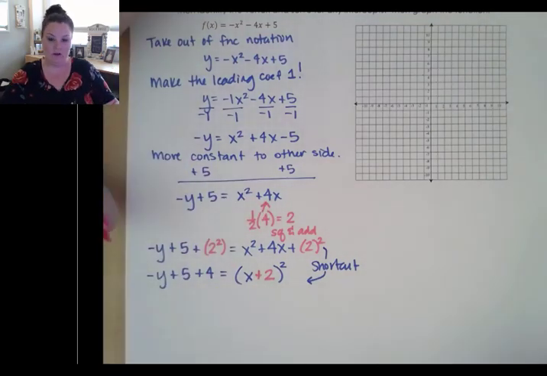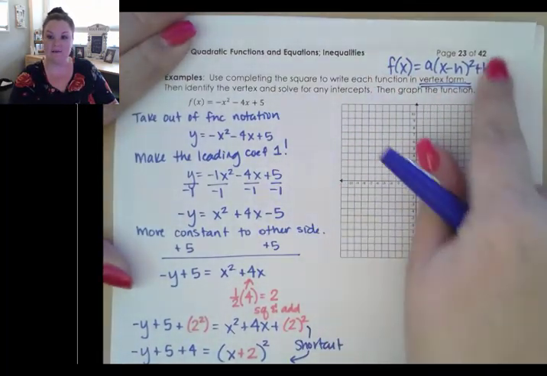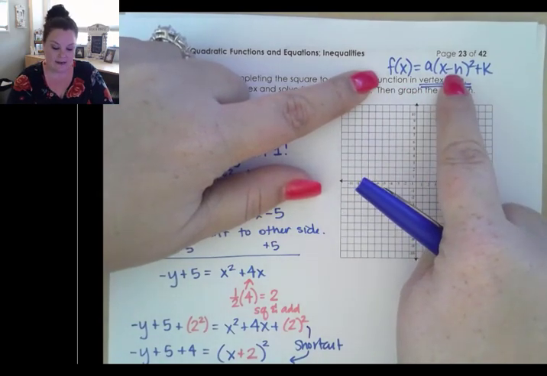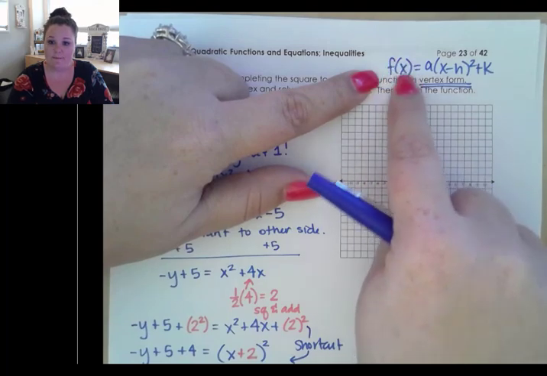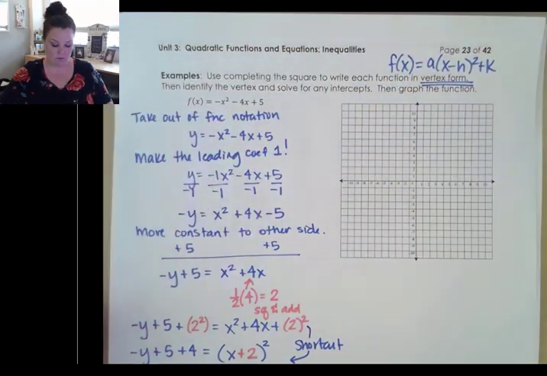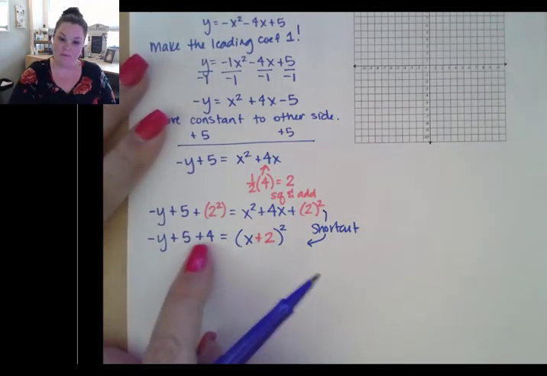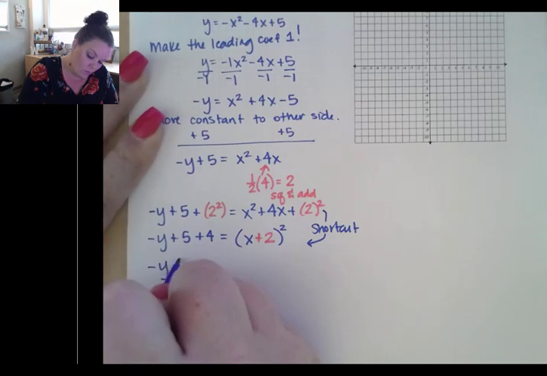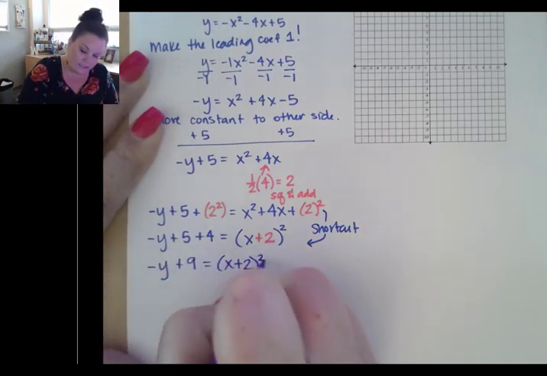Okay, so now before I go any further, remember the goal is to get it looking something like this. So I have my squared quantity now. Now I just need to get it resolved for y so that I can write it back as f of x. Okay, so let's go back down here. I've got my squared quantity, so I can combine my 5 and my 4. So this gives me negative y plus 9 is equal to x plus 2 quantity squared.